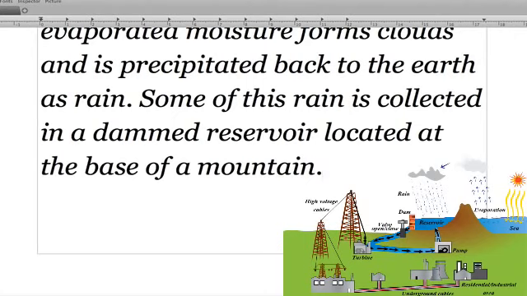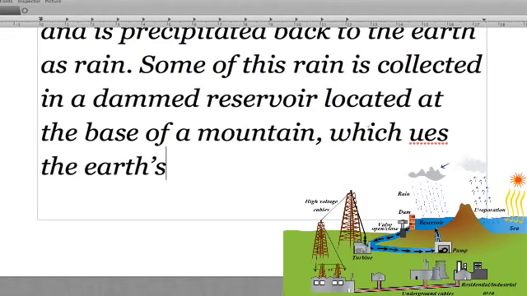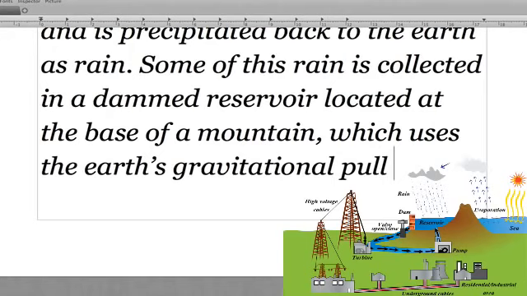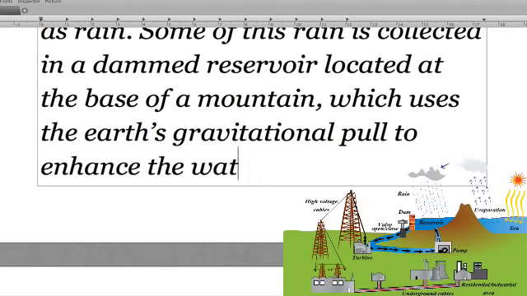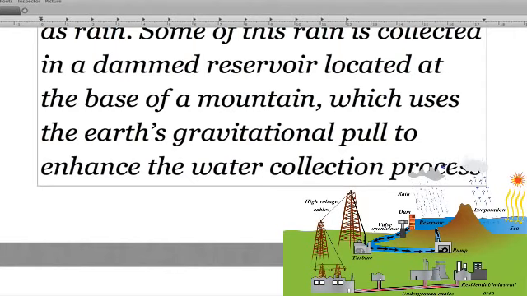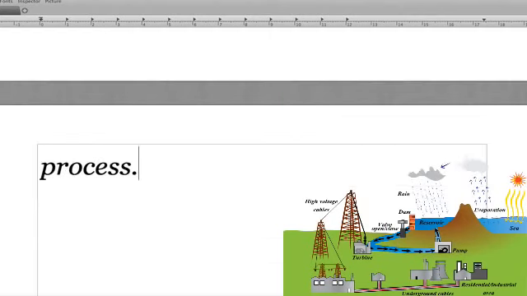So let's see, some of this rain is collected in a dammed reservoir located at the base of a mountain. So let's just stick in then, which uses the Earth's gravitational pull to, let's see, enhance the water collection process. Firstly, as you can see, it's running off of the mountain and into the reservoir.